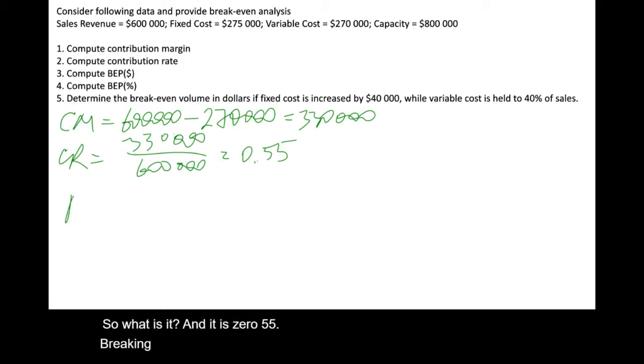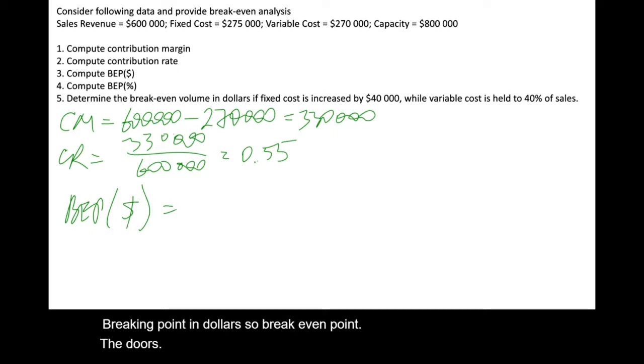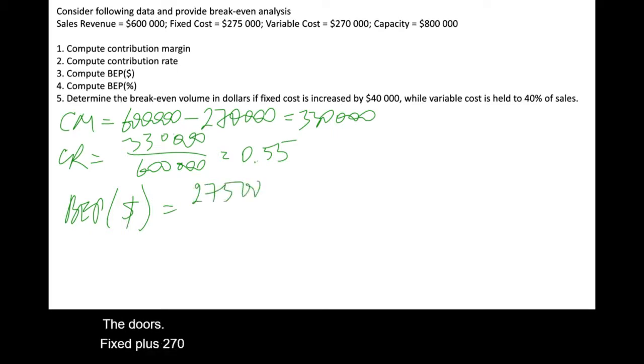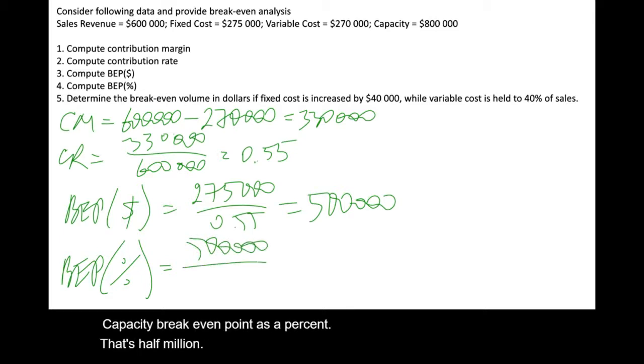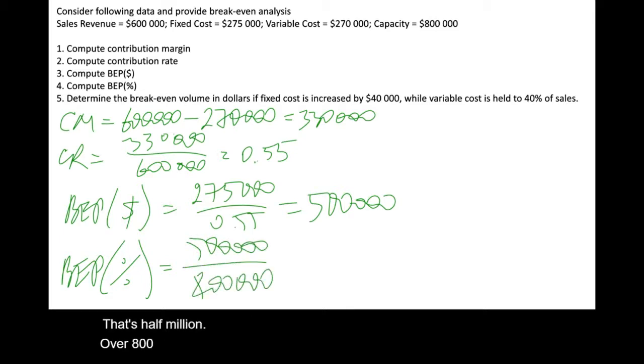Break-even point in dollars. Fixed cost, 275,000 over 0.55. Okay, let's see. It's 500,000. Capacity break-even point as a percent. That's 500,000 over 800. So 5 over 8, 0.625.